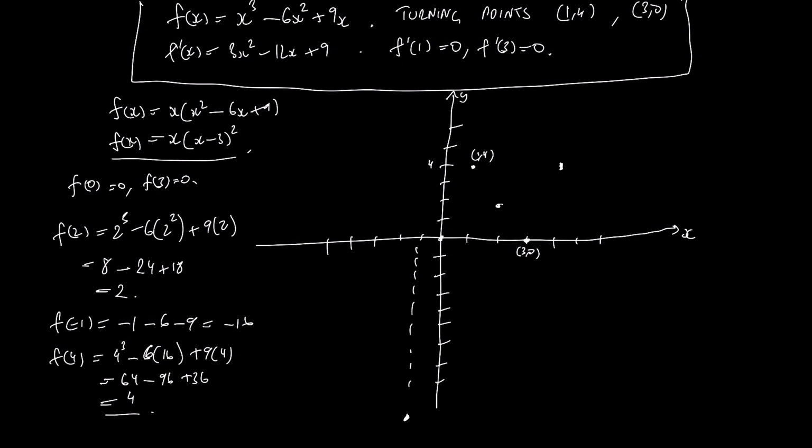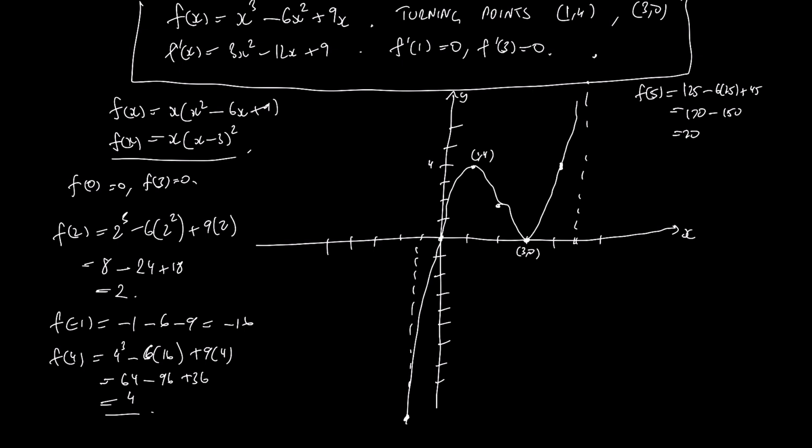And let's just check f(5) as well. Why not? f(5): 125 minus 6 times 25 plus 45, 170 minus 150 equals 20. So I know that's up here somewhere. So I just roughly put in my graph. Yeah, I know my drawing could use a lot of work, but hey, that's why I don't do drawing when I do my own solutions, right?